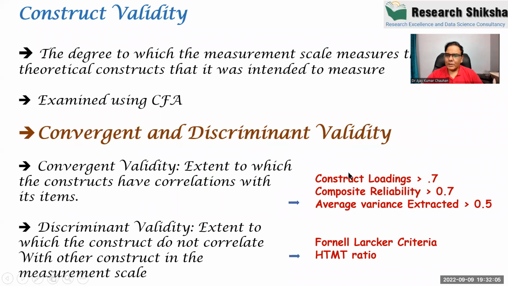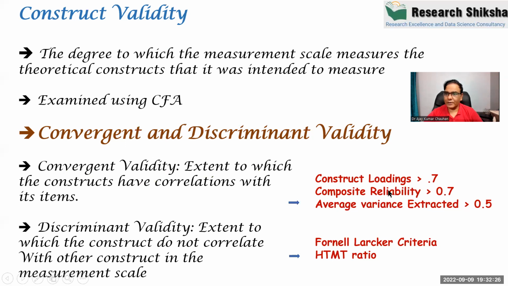So all the three conditions I mentioned here. Construct loading should be greater than 0.7. Composite reliability must be greater than 0.7. Average variance extracted must be greater than 0.5. So these are the three conditions which should be satisfied for convergent validity. And this analysis is known as confirmatory factor analysis. So this measurement is known as confirmatory factor analysis. So this is a part of CFA. So examining the validity of a construct of a scale is called CFA.